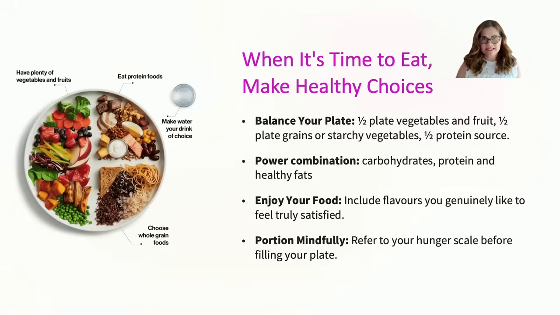So when it is time to eat, one of the most powerful things you can do to your health and your liver is build a balanced, satisfying plate. A balanced plate, or I like to say the proportions, is half your plate with non-starchy vegetables and fruit, 1/4 with grains or starchy vegetables, and 1/4 with protein source. This creates a powerful combo of carbohydrates, protein, and healthy fats, which will help you stay energized, feel full longer, and have a more nutritionally balanced diet.